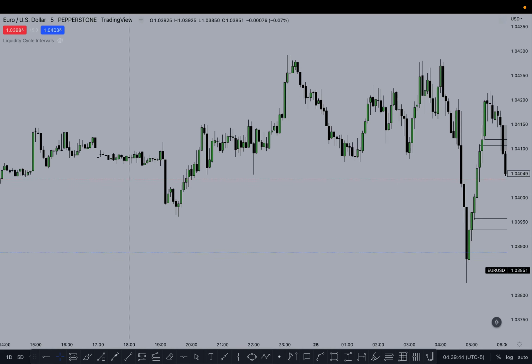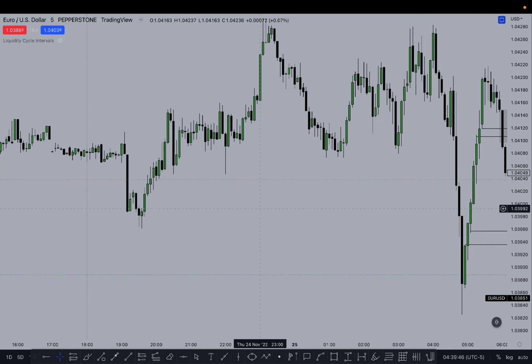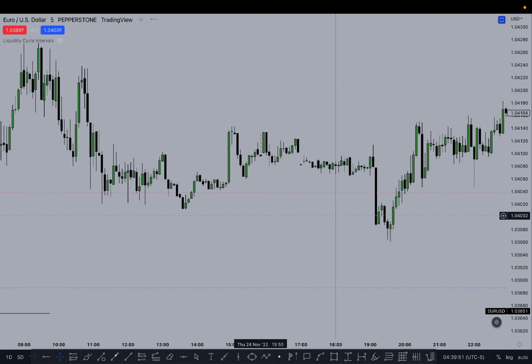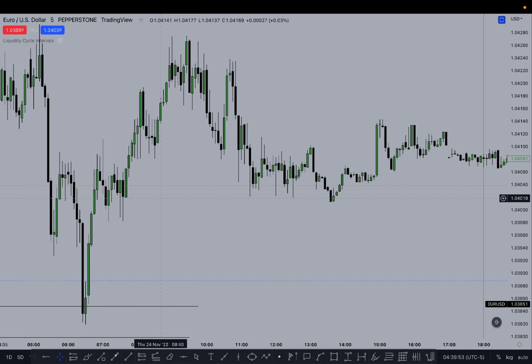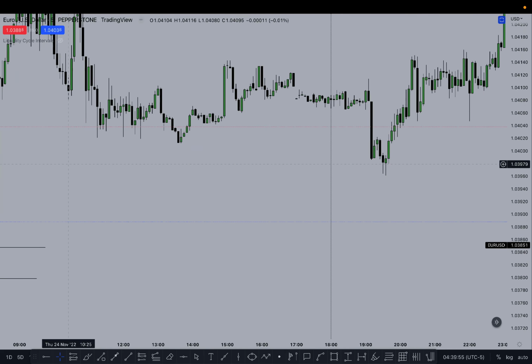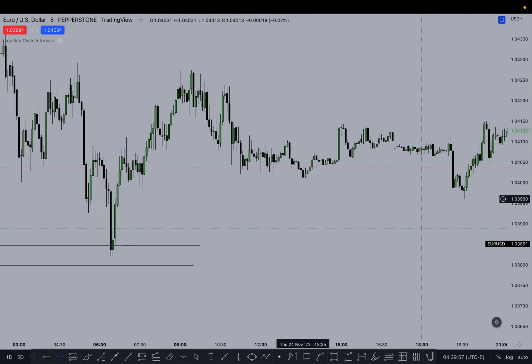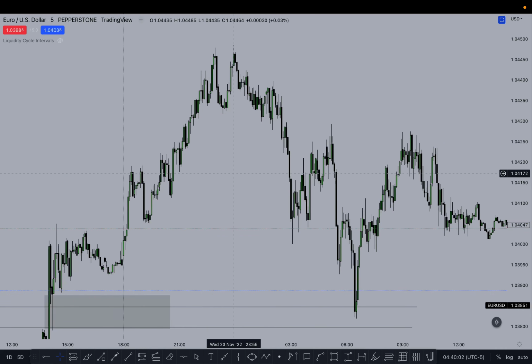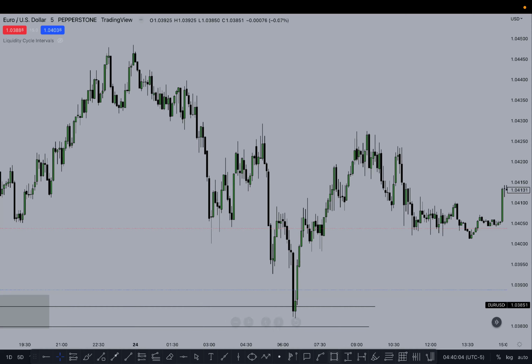Let's look at something else. Let's see if we can find anything else. EU was quite a mess this week. Okay, so we can see here a gap. What does this gap overlap with? It overlaps with this wick here. So what's this? A balanced price range.